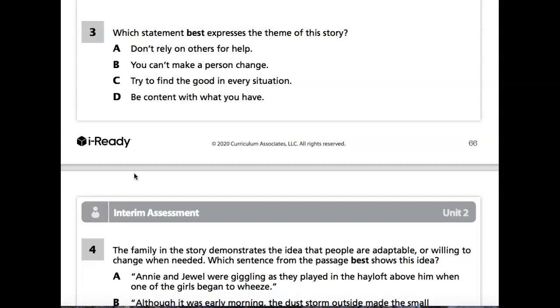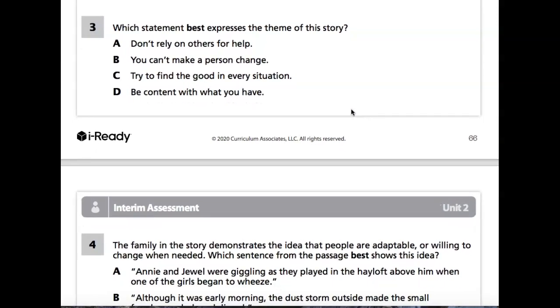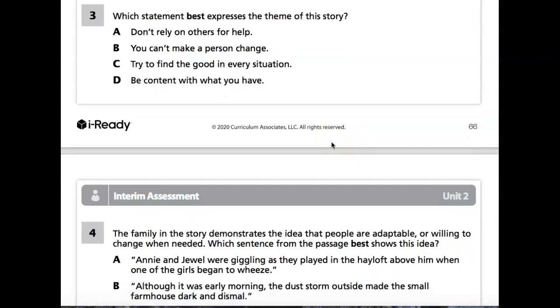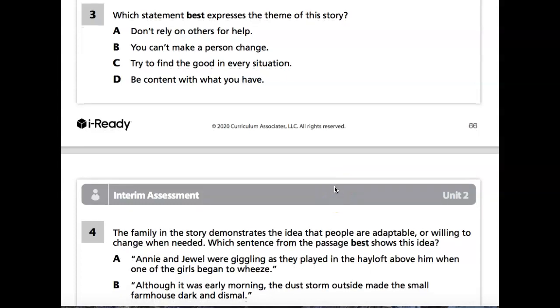So of those, which one do you think best expresses the theme, the story, or the message, or the lesson from the story? What's being taught? What did this family do with this very, very difficult situation that teaches us a lesson for when we're in a difficult situation? Okay, mark that, and we'll go on to 4.